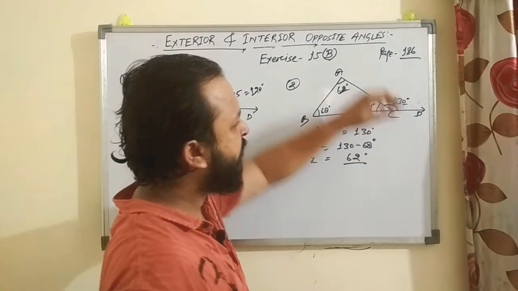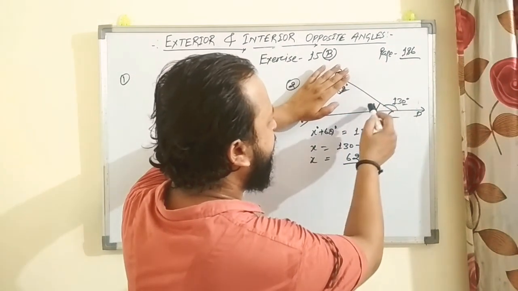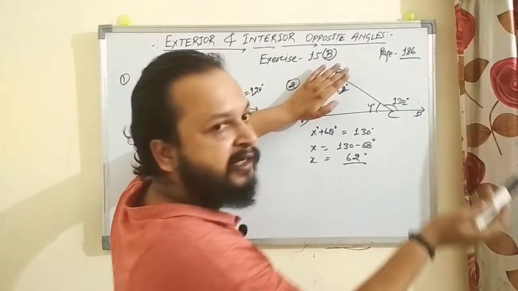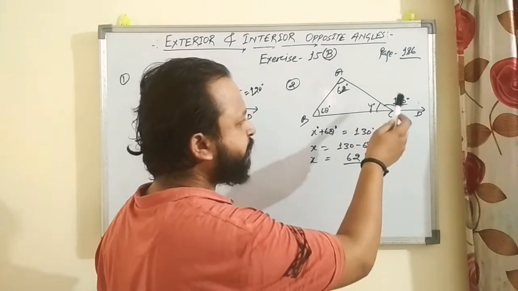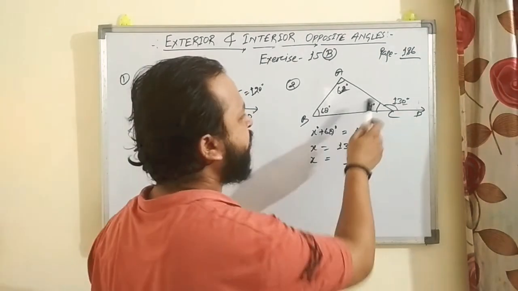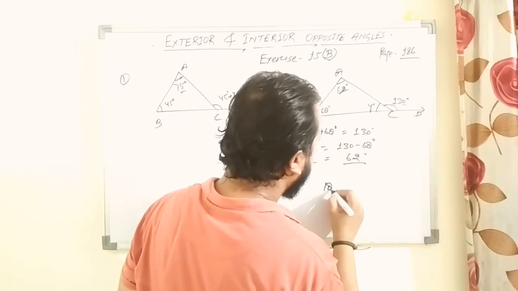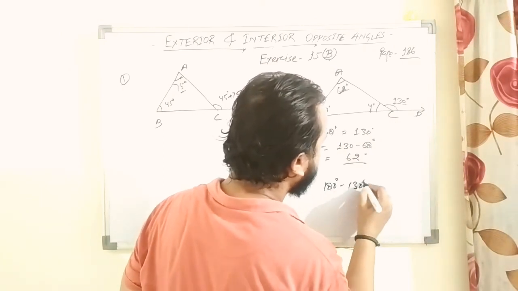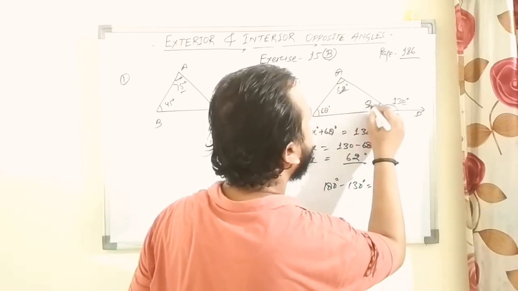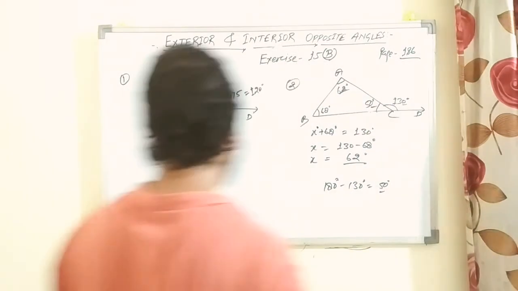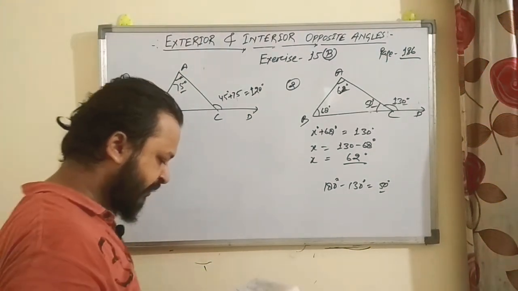And if you are taking it at this point, this angle and 130 degrees and y are making a linear pair of angles, and just subtract 130 degrees from 180 degrees, you will get the value of y. So value of y is 180 degrees minus 130 degrees, that is equal to 50 degrees. So the value of y is 50. Right? So now come to question number 3.